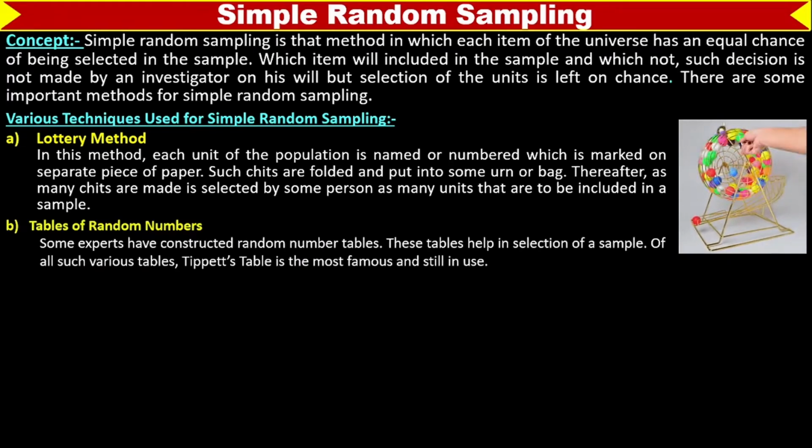Next method is table of random numbers. Some experts have constructed random number tables. These tables help in selection of a sample. Of all such various tables, Tippett's table is the most famous and still in use.